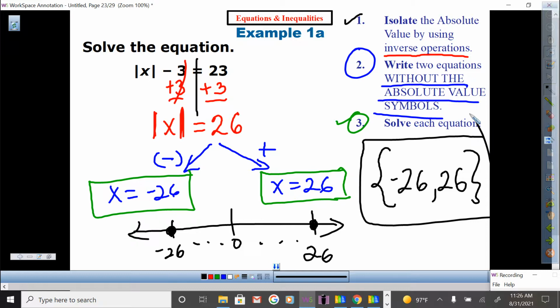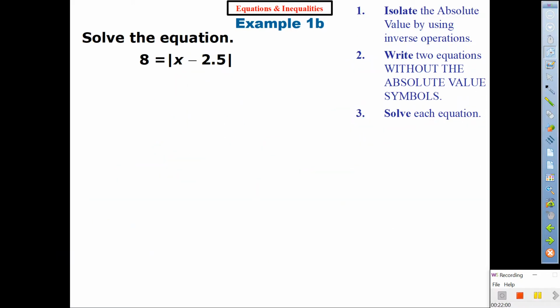Not bad, right? How are you feeling so far? 1 being the lowest, 5 being the highest: 4, 5, 5, 5, 4, 5, okay. Not bad. Let's do another one, yes? Okay, here we go. Example 1B. We got 8 equals absolute value of x minus 2.5, close the absolute value. We're going to do this one together. Yes? Yes, Mr. Q. All right, good.